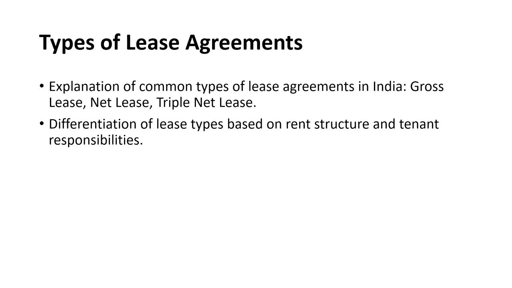So unlike a gross lease, in a net lease, the tenant is responsible for paying a base rent amount plus a portion of all the operating expenses associated with the property, such as property tax, insurance and maintenance. Net leases are prevalent in commercial leasing, especially for single tenant properties, where tenants assume a higher level of responsibility for property related expenses. Then we also have a triple net lease.